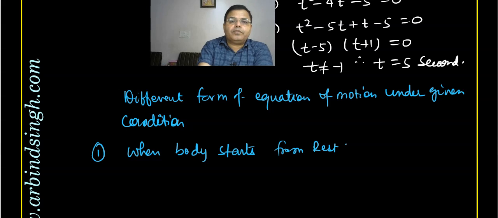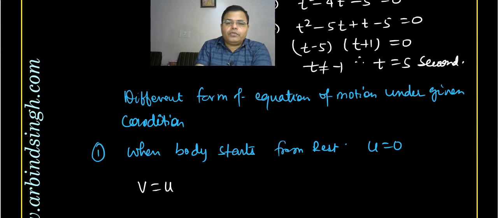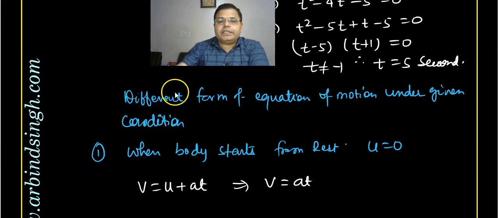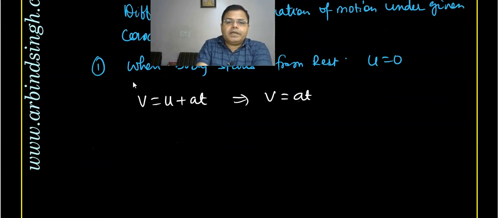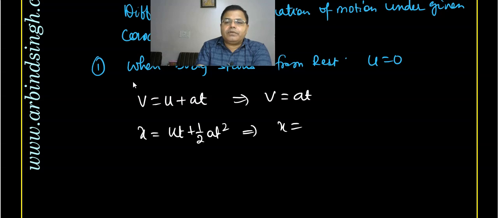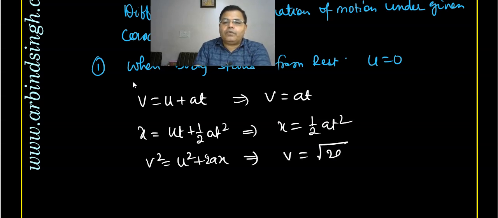the equations of motion will be: u is equal to 0. Then v is equal to u plus at, which is just v is equal to at. s is equal to ut plus half at square, that is nothing else but s is equal to half at square. And v square is equal to u square plus 2as, that will be nothing else but v is equal to under root 2as. So these are the three things.